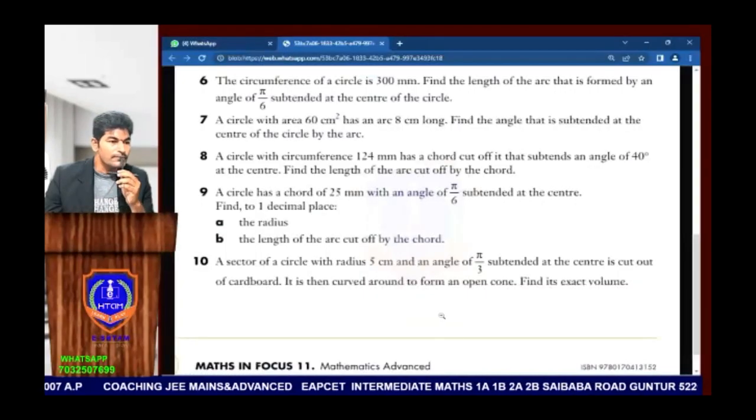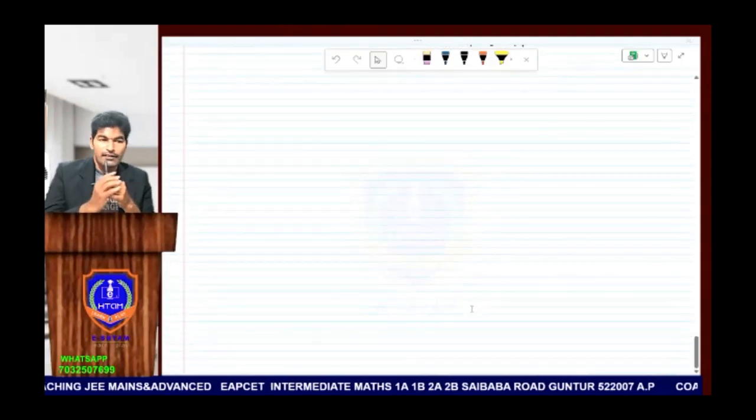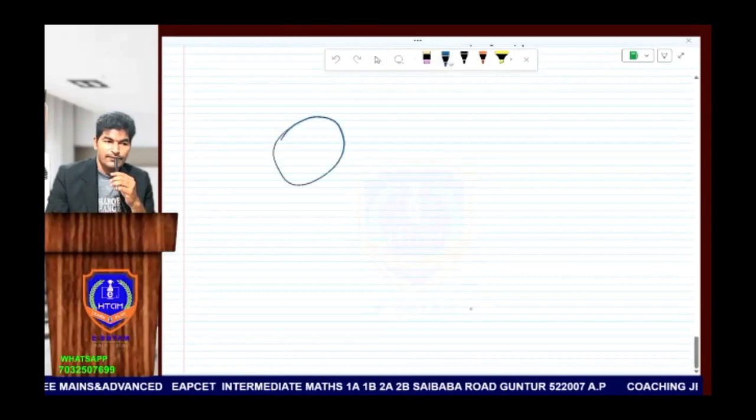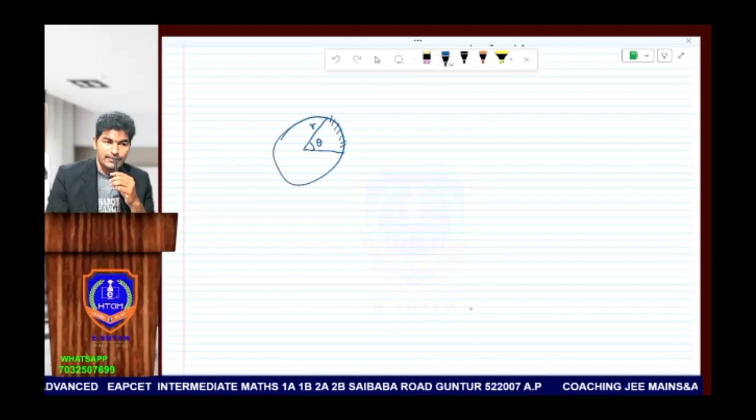Next, the second part: the length of the arc cut off by the chord. He is asking for the length of the arc cut off by the chord. This is the chord, no? This part he is asking. We know that if the angle is theta and this is L, then L equals R theta.